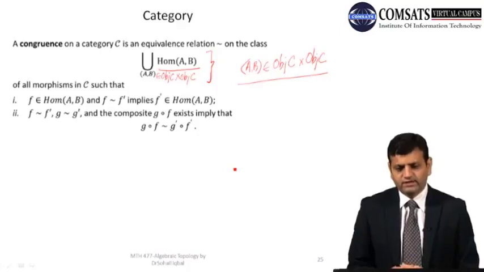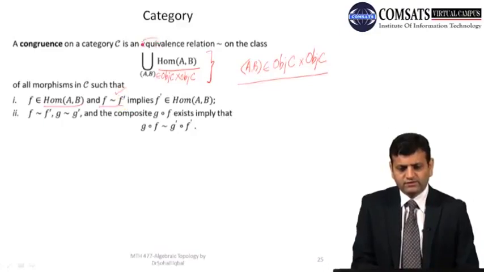So what are the properties that it must satisfy? If f is any morphism from A to B and f is equivalent to f prime, this equivalence definitely means that under this equivalence relation, if f is equivalent to any other morphism, then f prime must also belong to this set hom(A, B). So this is our first condition.